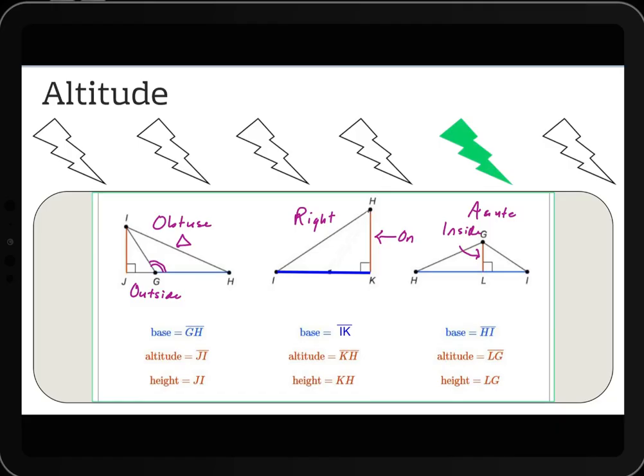So the segment that represents the altitude is going to be different depending on the type of triangle that you're working with. And it also depends on, for right triangles, how you've oriented it. But no matter what, in any one of those cases, the base and the height are still going to be what you need to calculate the area. It's still going to be half base times height.